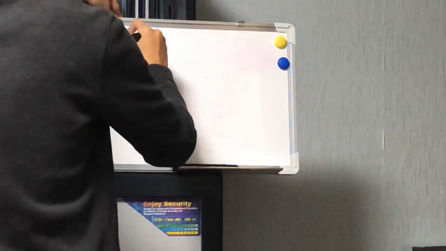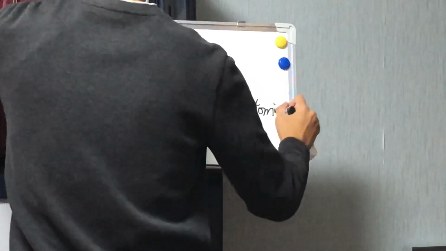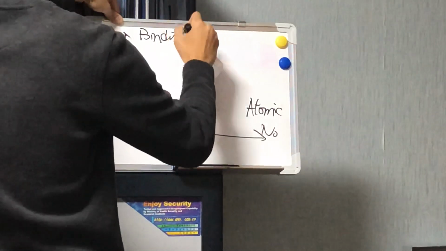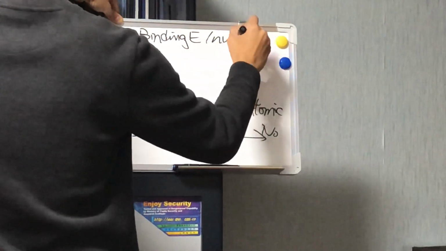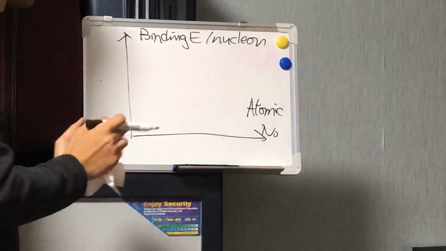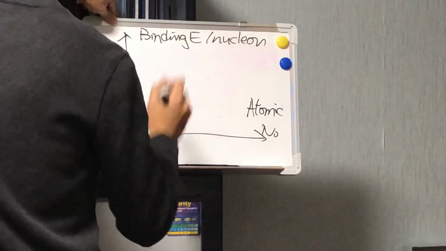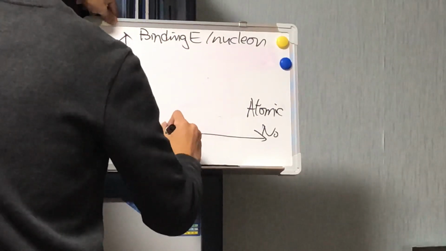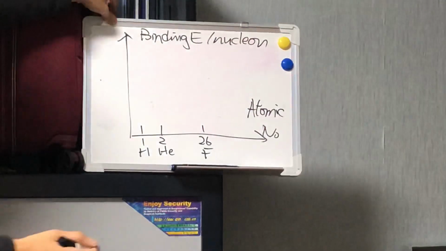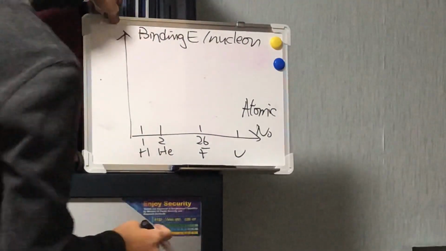So first, draw the coordinates. The x-axis is the atomic number, and the y-axis is the binding energy per nucleon, which means how much energy is carried by one nucleon. For atomic number 1, which is hydrogen, 2 is helium, 26 is iron, and so on up to uranium. I forgot the atomic number of uranium, but it doesn't matter.